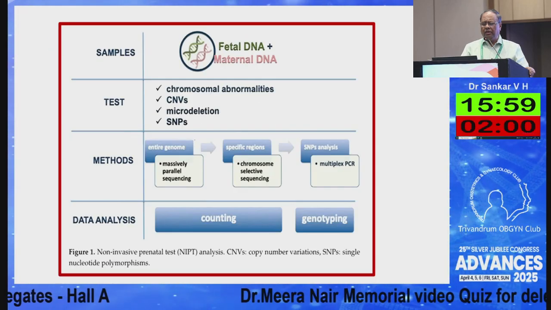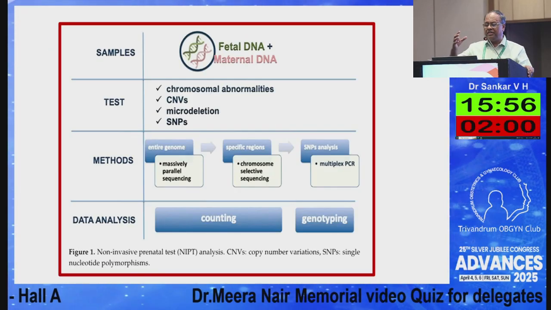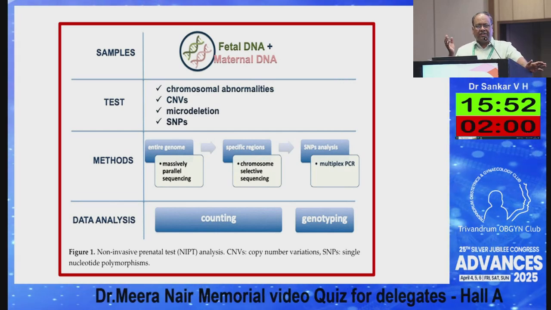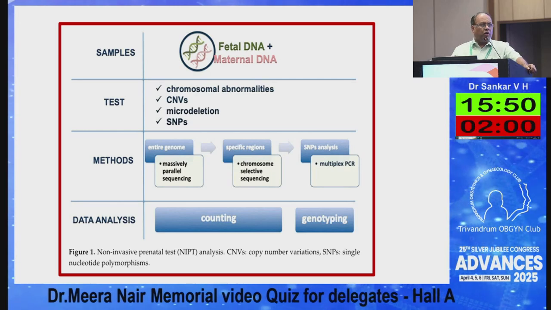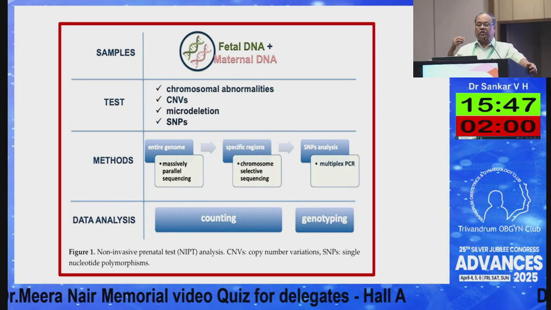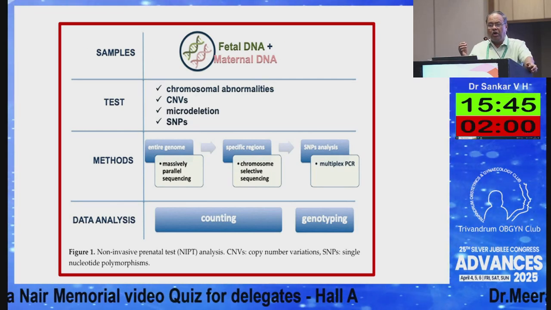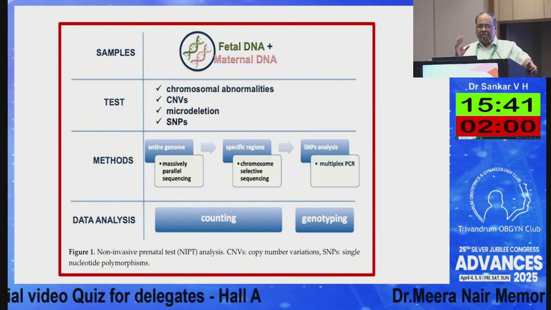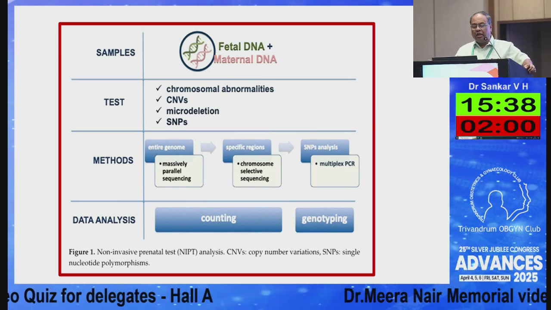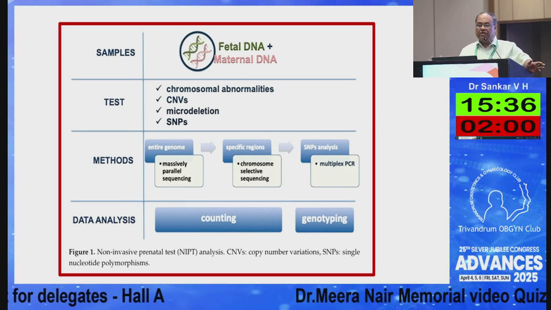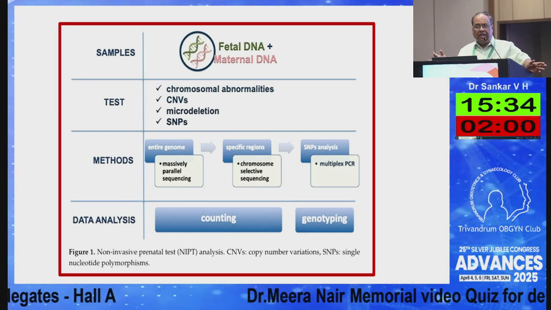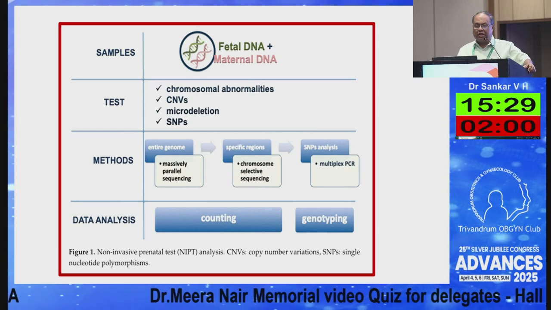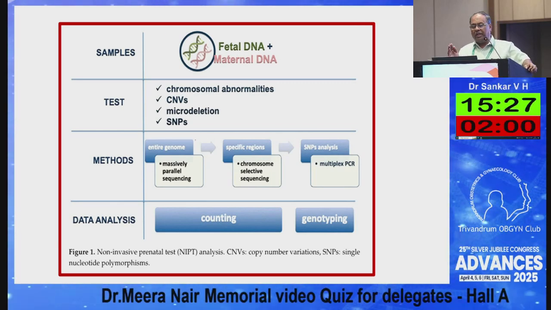And what are the techniques used? The samples contain fetal DNA plus maternal DNA, as I told you. If you take 10% fetal fraction, 90% will be maternal DNA. You can test for chromosomal abnormalities, copy number variants, microdeletions, or single nucleotide polymorphisms. Anything can be tested, but there are many limitations. I will come to that. Methods can be massively parallel sequencing, which is genome sequencing, entire genome sequencing, or chromosome selective sequencing or multiplex PCR, with data analysis by counting or genotyping.